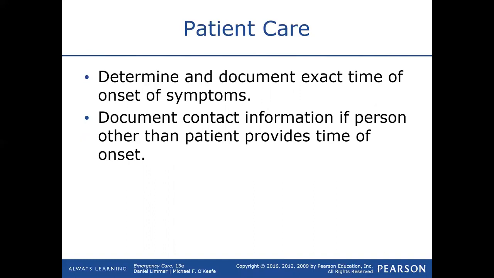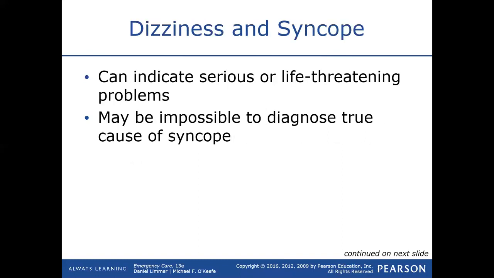Determine and document the exact time of onset and symptoms. Document contact information if a person other than the patient provides the time of onset. So if you get the husband whose wife wasn't acting right this morning when they woke up, and you think this person's having a stroke, we want to make sure to document the time that she was last seen normal. A lot of times when this happens in the morning, it's going to be, she was fine when we went to bed last night and we woke up like this. Well, that means the last time they were seen normal was 10 o'clock at night or whatever time they went to bed. You want to get that person's information, whether husband, wife, caretaker, mother, father, son, daughter, because the hospital does want that. So if you can get their name and phone number and document the onset of the symptoms, that would be perfect. The hospital will be very happy with your assessment.